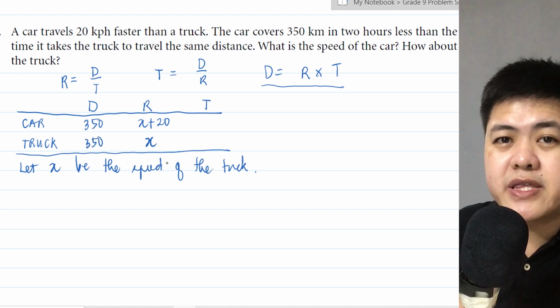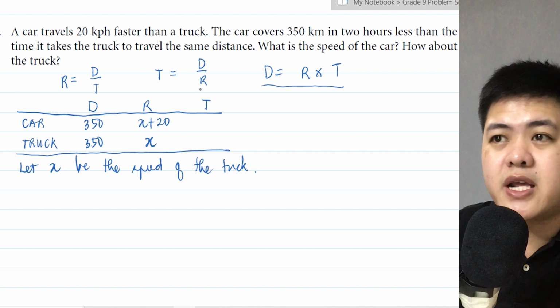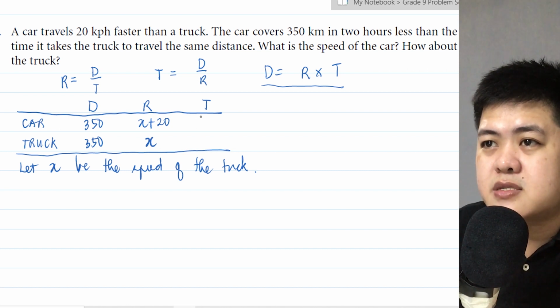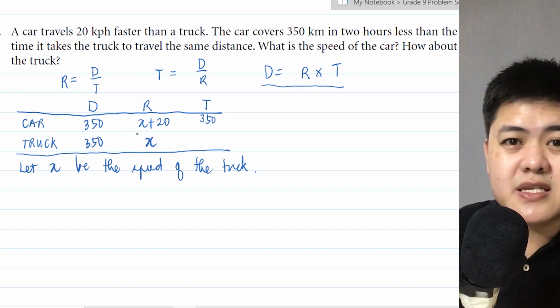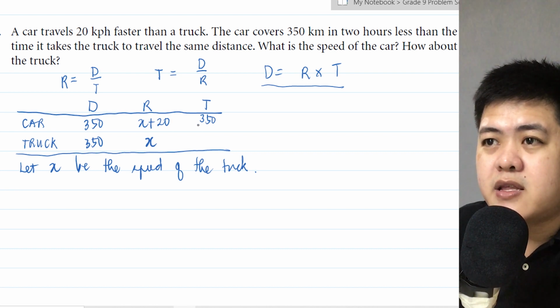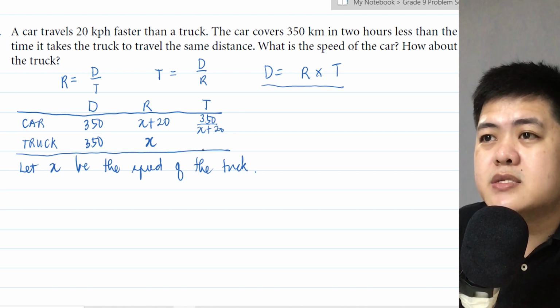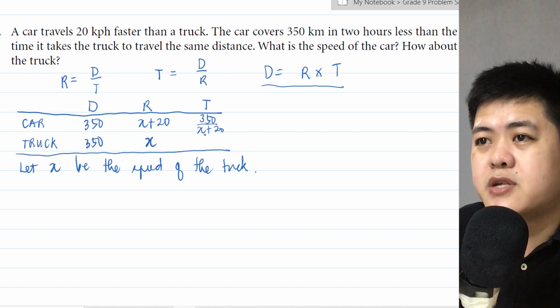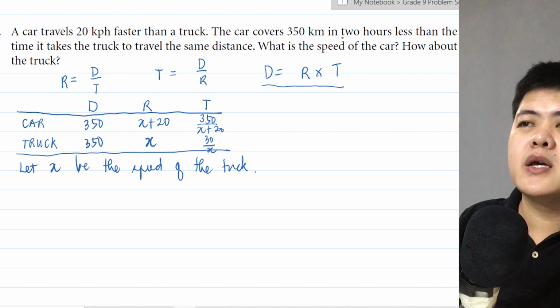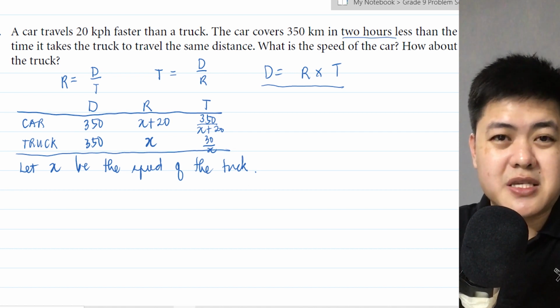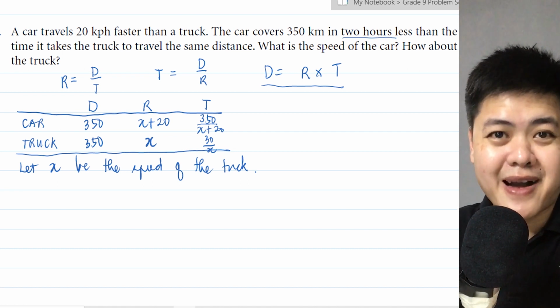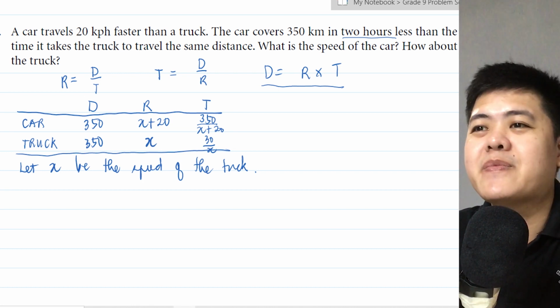Now, remember the formula for time. The formula for time is distance over rate. So distance over rate, so that's 350 kasi yung distance traveled by the car divided by the rate, which is x plus 20. Now, for the truck, the time is, again, time is distance over rate. So that's 350 over x. Ngayon, mas mabilis daw ng 2 hours yung kotse. Kasi siyempre di mas mabilis yung kotse. So mas maaga siya makakarating doon. 2 hours daw yung lamang.